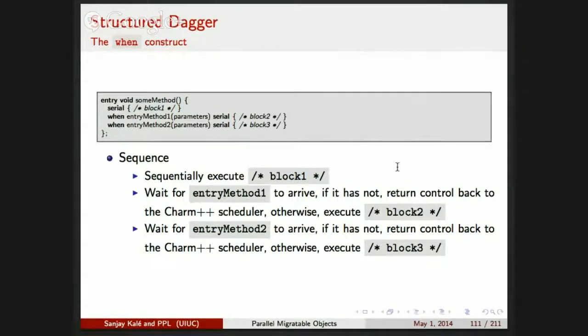So if I called entry method 1 before some method, I wouldn't have to do it again. Yeah, it'll just end up buffered, saying, I can't execute it this time. Just semantically was incomprehensible to me.